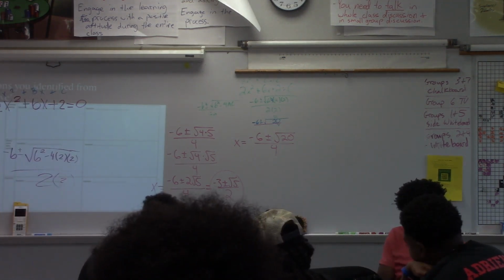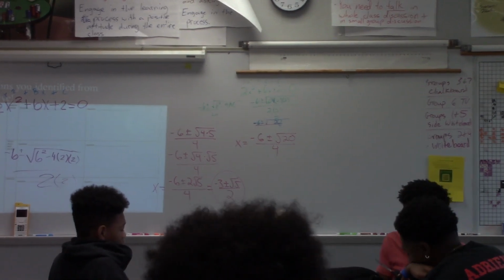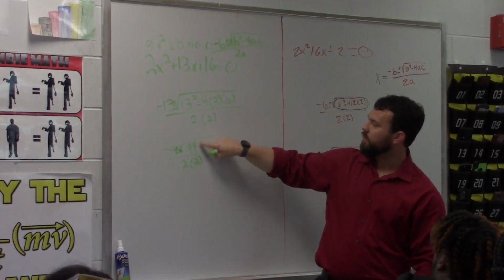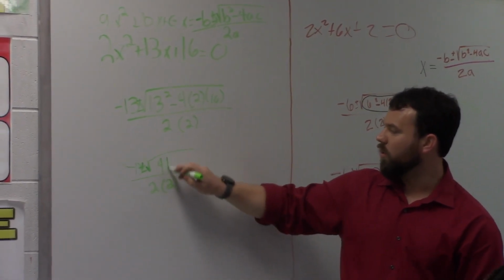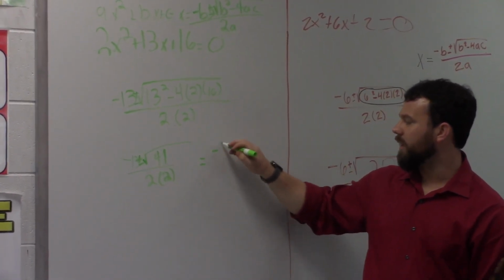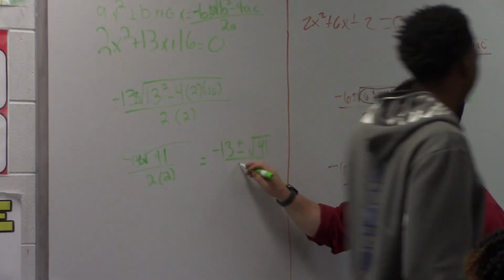I need you to write down this work too. For this group, really quickly, I do want y'all to pay attention. Remember that plus or minus? We forgot the plus or minus here. And it wasn't 44. If you check 13 squared minus 4 times 2 times 16, it was 41. And so it should have been negative 13 plus or minus square root of 41, all divided by 4.